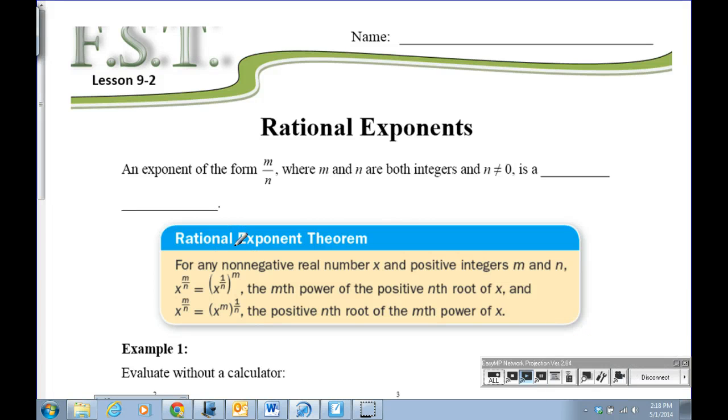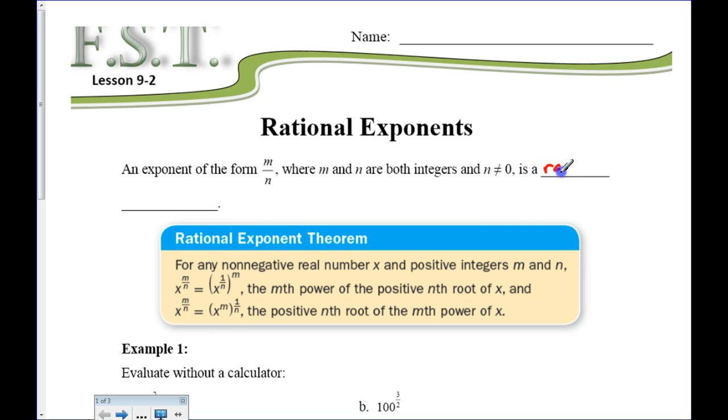So today's lesson we're doing rational exponents. And basically I gave you guys a quick introduction to it yesterday, where if you have an exponent in the form of m over n, where both of those numbers are integers, they don't have decimals in them, okay? And n is not 0, they are rational exponents.